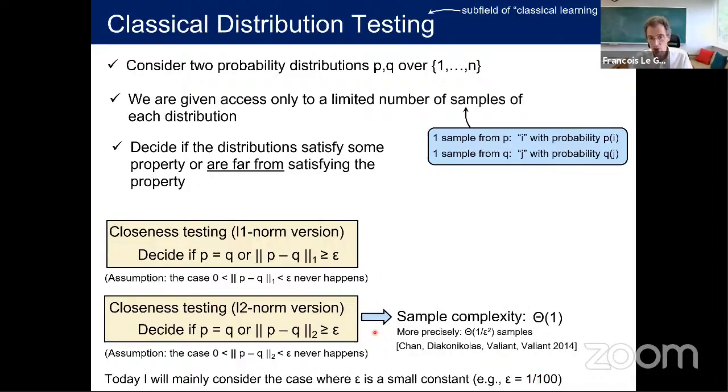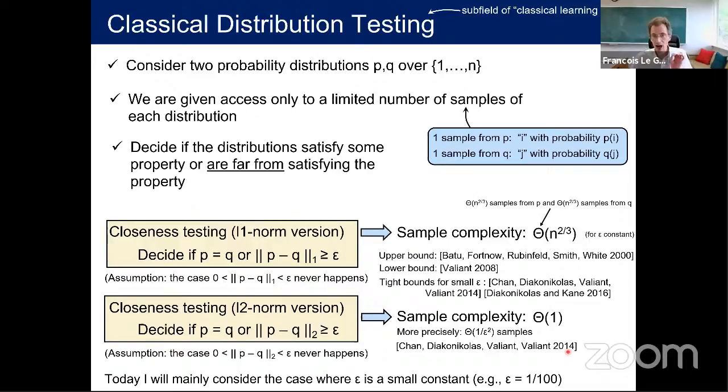The L2 norm version is actually fairly easy to analyze, and the sample complexity is constant. It's easy to show that with a constant number of samples of P and Q, you get enough information to decide whether the two distributions are the same or far apart with respect to the L2 norm. You can do this with high probability. More precisely, if you want the dependence on epsilon, it is 1 over epsilon squared. This is a fairly folklore fact, but it has been proved explicitly, especially the lower bound, in a 2014 paper.